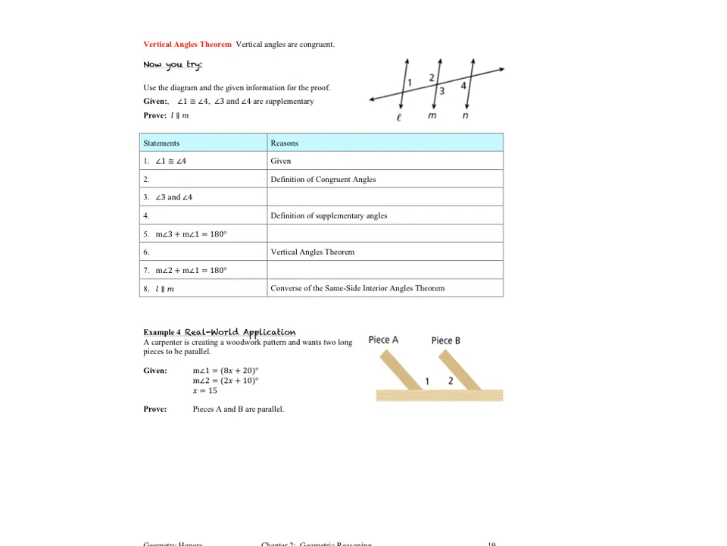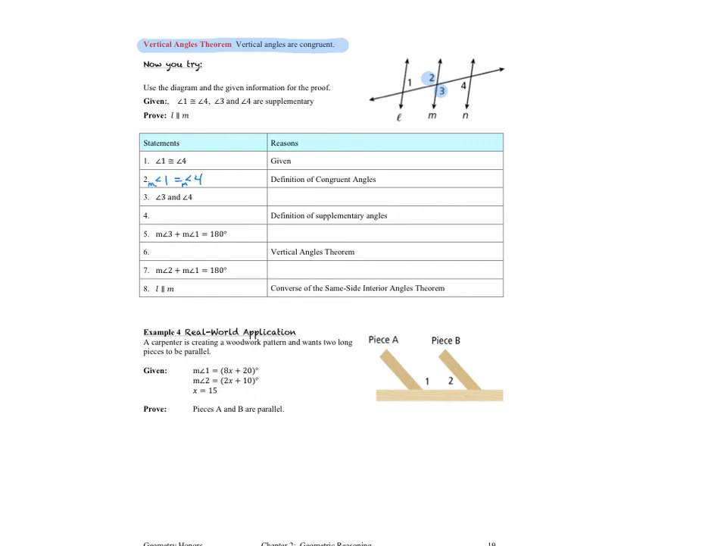We've talked about this earlier on in the year, but another thing you need to know is that vertical angles are congruent. So for instance, angle 2 and angle 3, those are congruent angles. Use the diagram and the given information for the proof. So given that angle 1 is congruent to angle 4, we also know that angle 1 equals angle 4 because of the definition of congruence. I'm going to put the m in front of that. The measure of angle 1 is equal to the measure of angle 4.